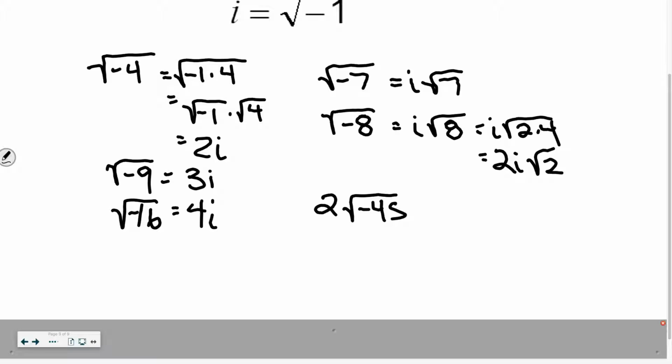Square root of 9 times 5, which is 3 square root 5. So we can say 2 times 3i square root 5. That's just 6i square root 5. Now, based on your level of comfort with radicals, you may be writing down more work.